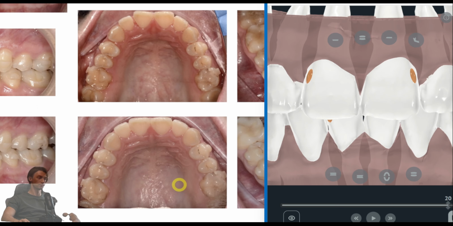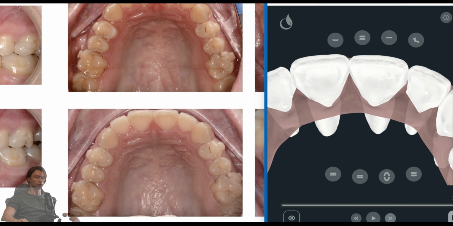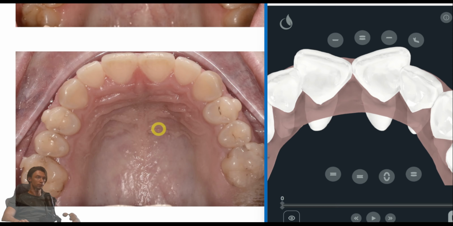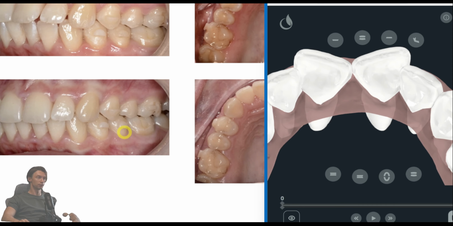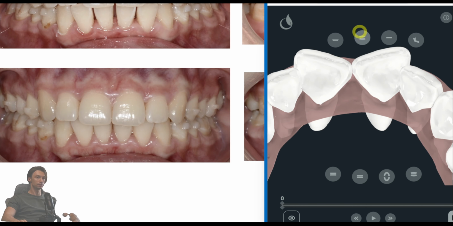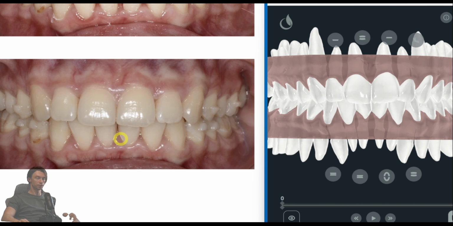The same applies to the upper jaw. We see that the teeth were initially rotated in this way, and here's the final result we achieved after the orthodontic treatment, and here's the frontal view. Let's compare it. We can see that the molars have gained a greater buccal inclination. The smile looks more aesthetic, and with a bit of enamel edge contouring, the result would be even better and more harmonious.